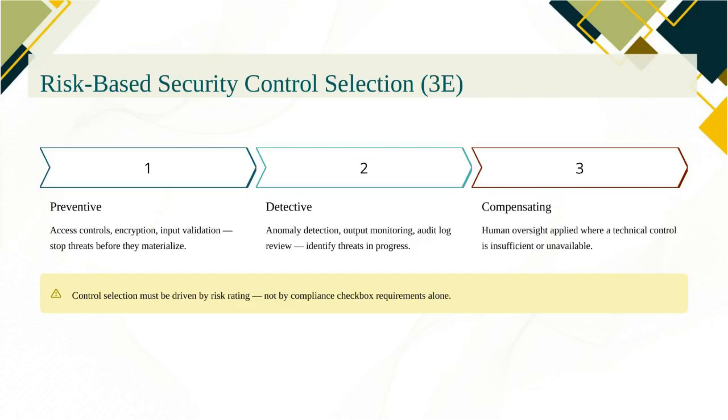The exam will present scenarios where a control is being selected, and the right answer is always tied back to the risk rating. If the risk assessment hasn't been done yet, that's the first step, not control selection. Controls without risk assessment are just guesses dressed up as governance.